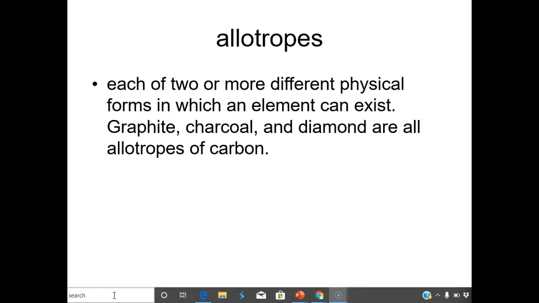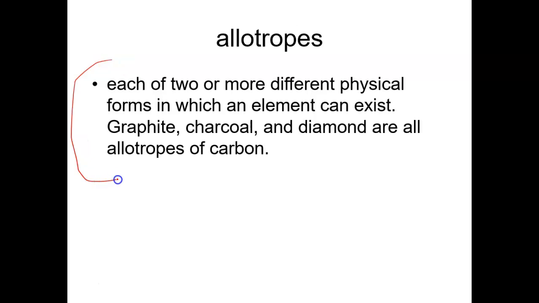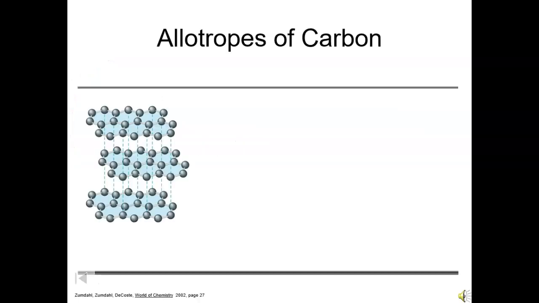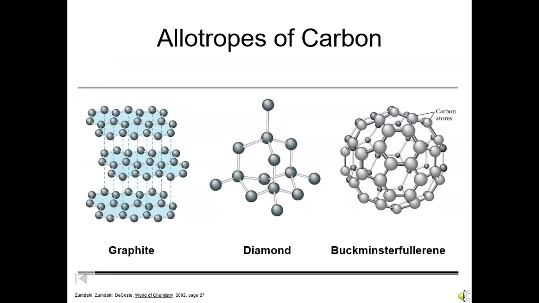So, allotropes and the shielding effect. Allotropes, write this down: each of two or more different physical forms in which an element can exist, such as graphite, charcoal, and diamond, are all allotropes of carbon. What this means is that allotropes have different shapes, but they have the same element in them, which is basically just carbon.